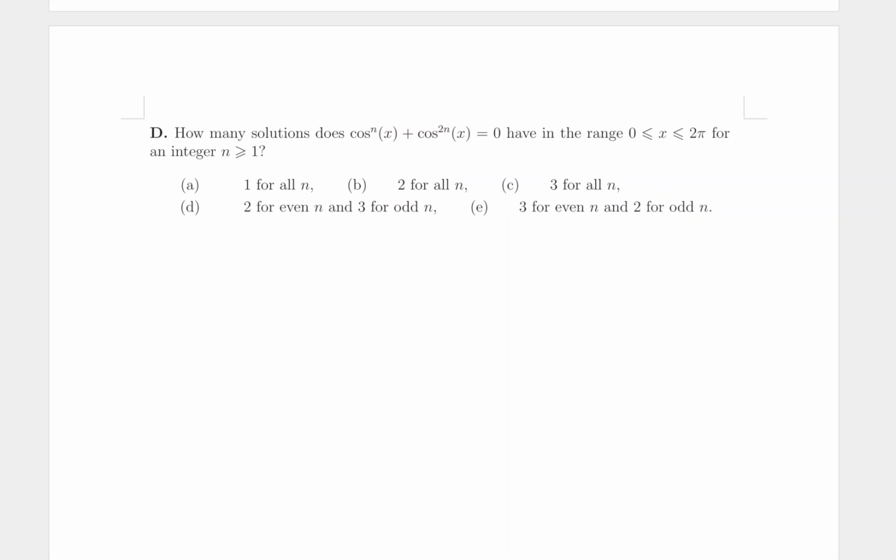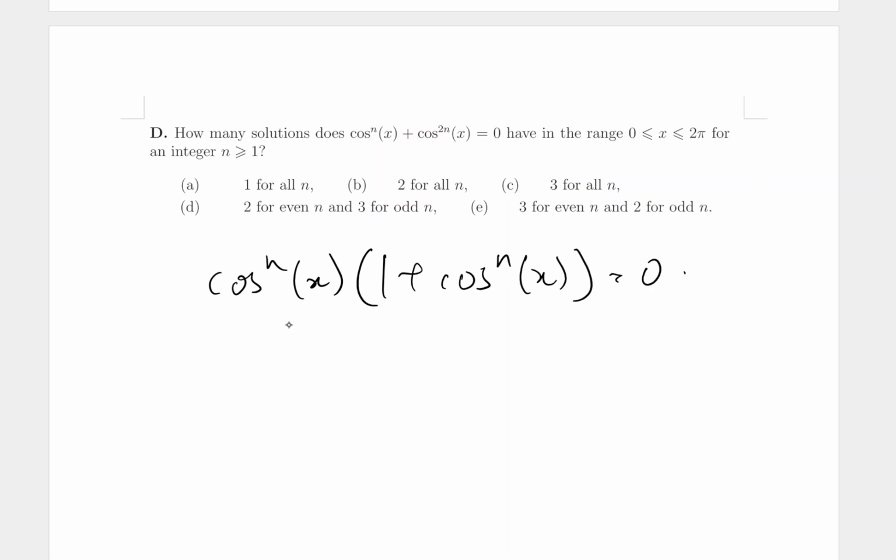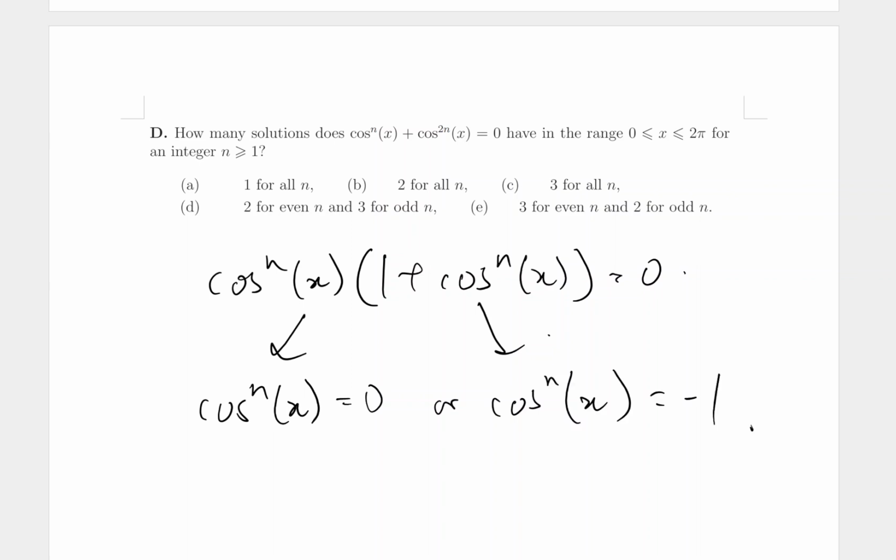Well, what's the intuition when we have trigonometric equations? Well, we factorize, right? Okay, we never cancel anything, okay? Please. So, we could factorize cos^n(x), and then you get 1 + cos^n(x) = 0. Okay, so now you have two branches, right? It's sort of similar to how you solve quadratic equations, really. So, cos^n(x) = 0, or you can have cos^n(x) = -1.